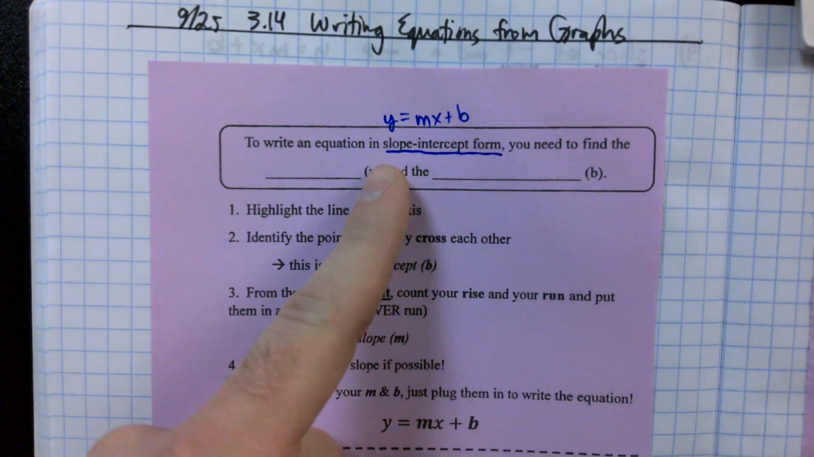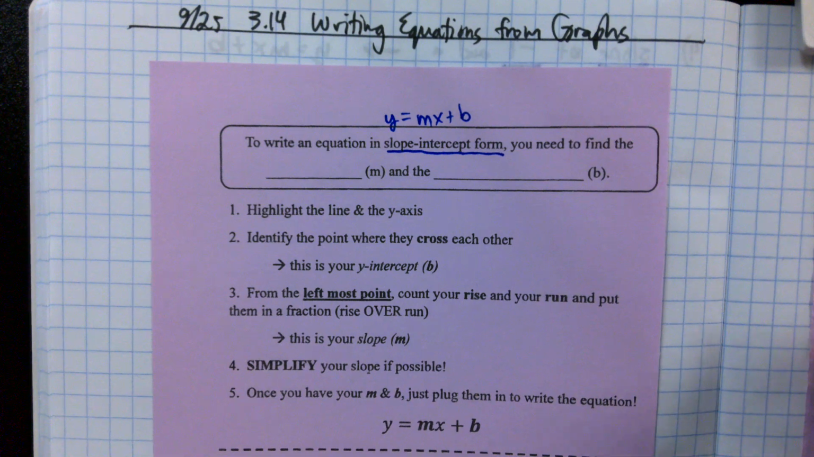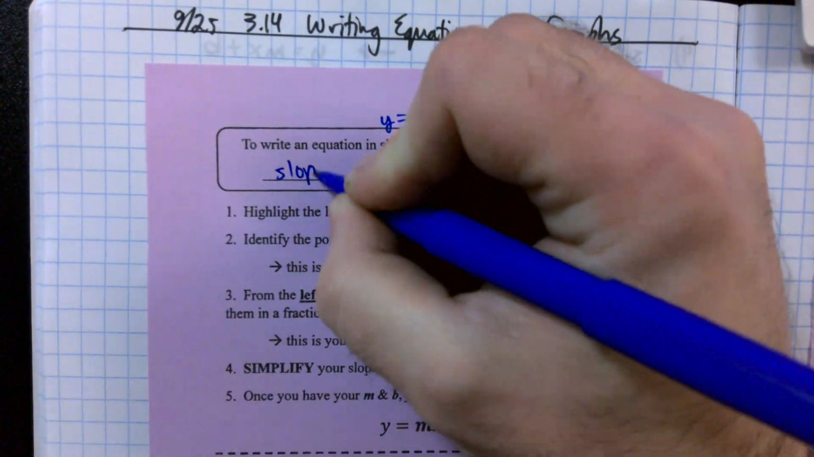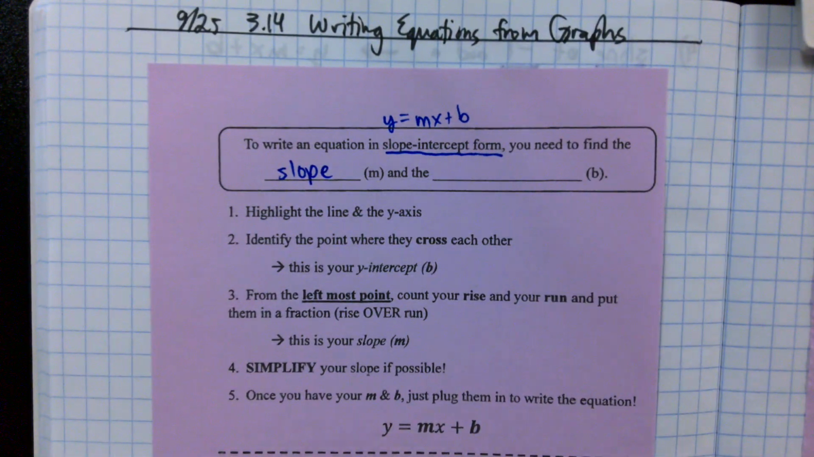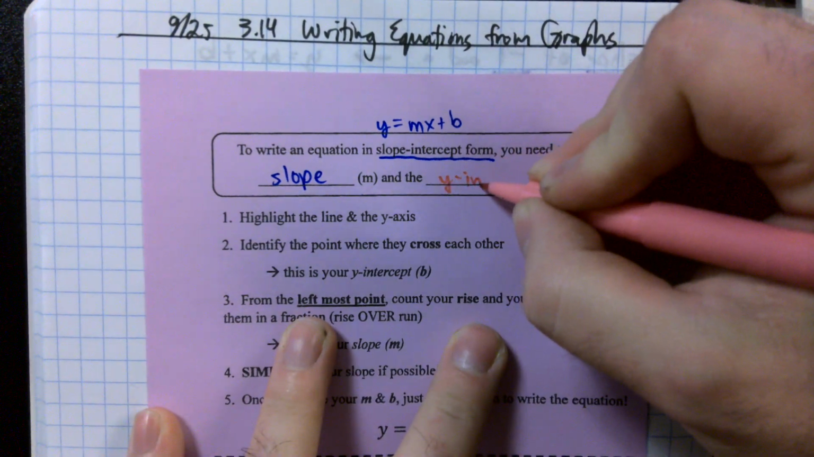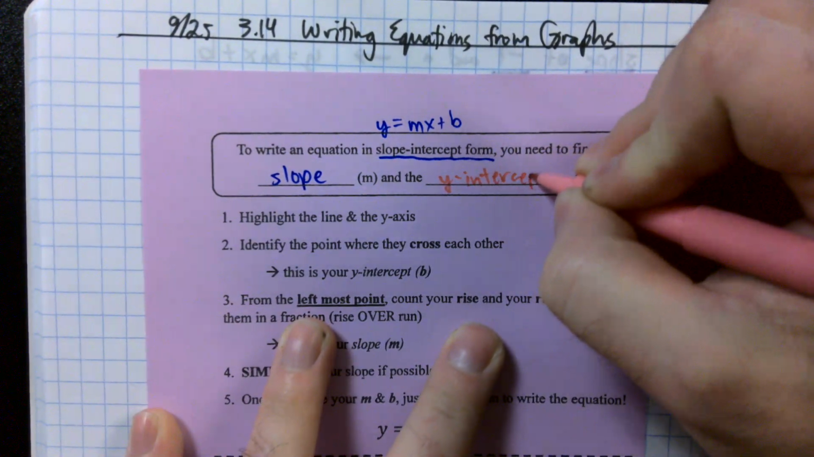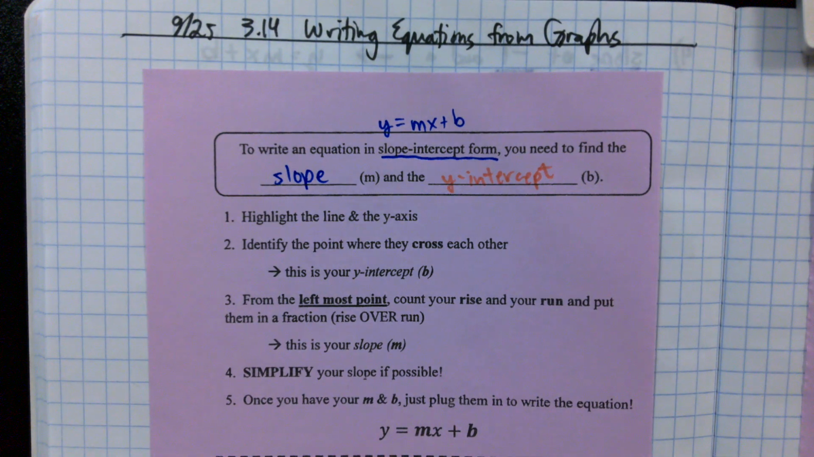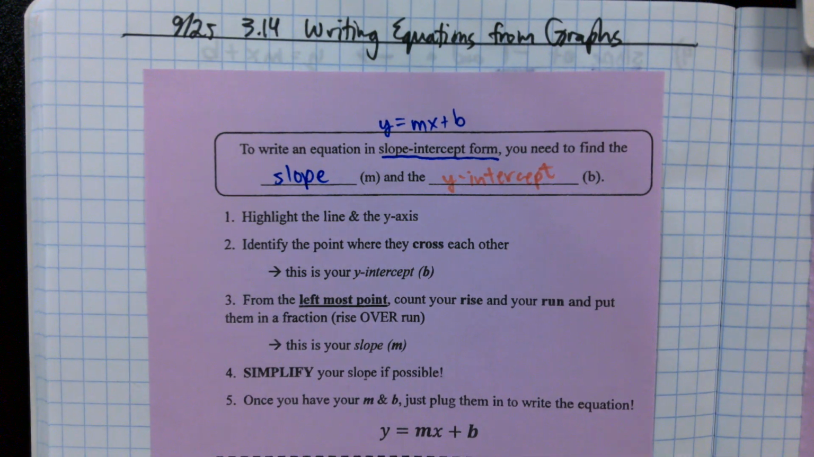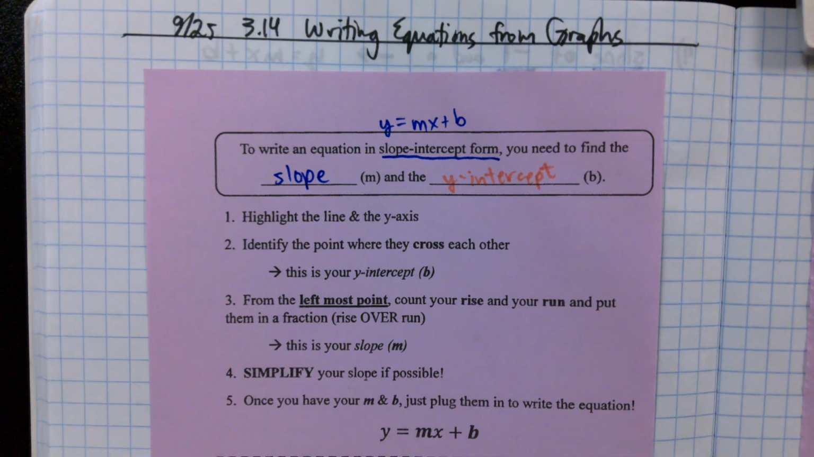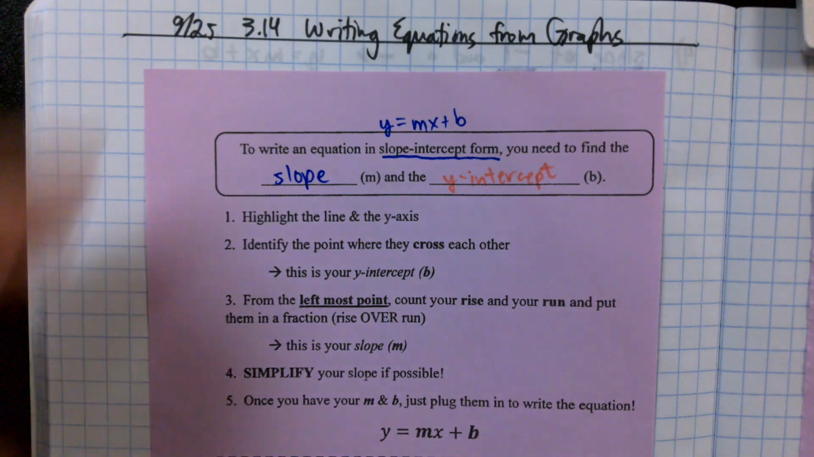So if we want to write something in slope-intercept form, we need to know the slope, which is my m, and we need to know the y-intercept, which is my b. Again, this is everything we were just talking about on the booklet, okay? Diego, you writing this down? Write it down on top. So we got nice simple steps to follow here.